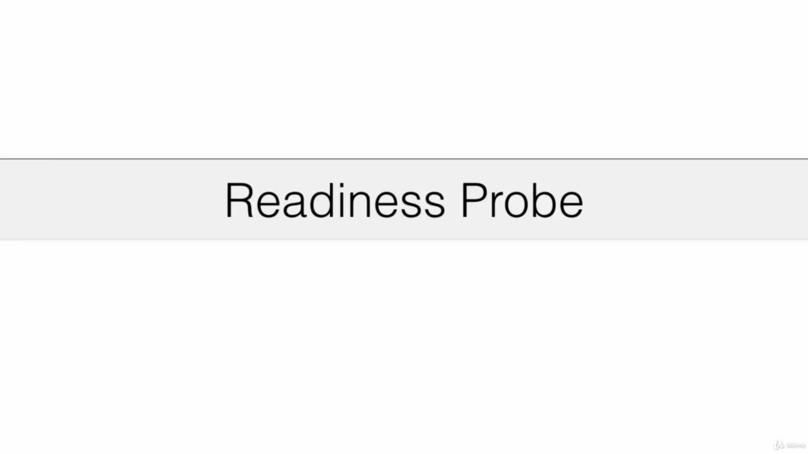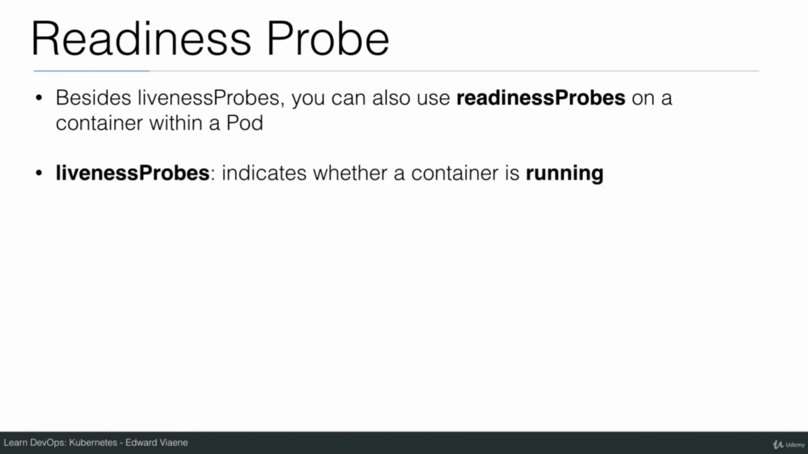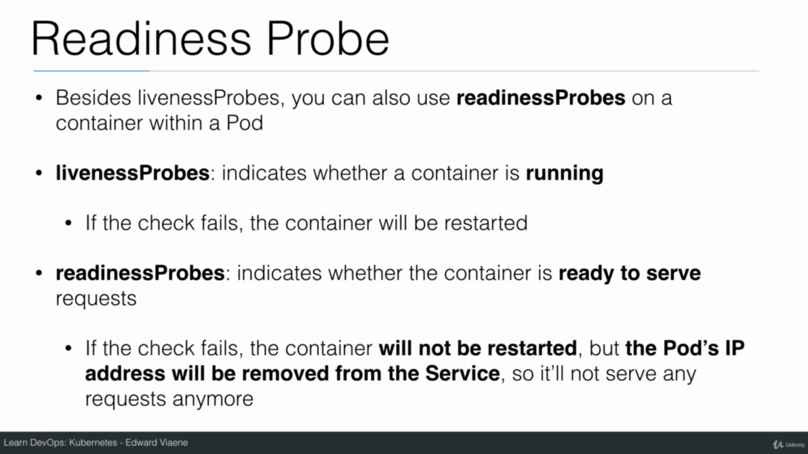The Readiness Probe. Besides liveness probes, you can also use the readiness probes on a container within a pod. Liveness probes indicates whether a container is running. If the check fails, the container will be restarted. Readiness probes, on the other hand, indicates whether the container is ready to serve requests. If the check fails, the container will not be restarted, but the pod IP address will be removed from the service, so it will not serve any requests anymore.